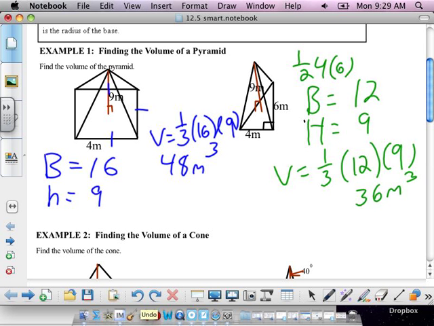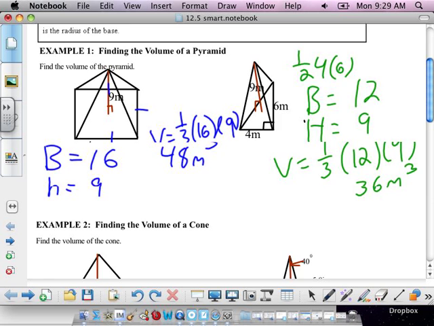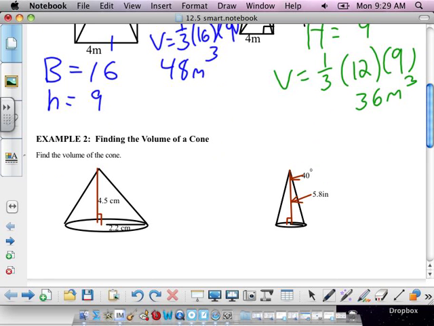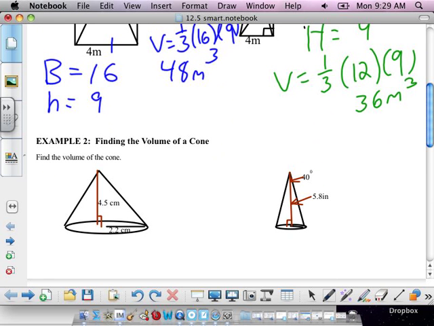Don't panic if it's a decimal point. You're going to get decimals for some of them. Okay? All right, let's look at a cone. Okay, let's look at this cone. How am I going to find the area of the base of the cone? Anybody know what area of a circle is?